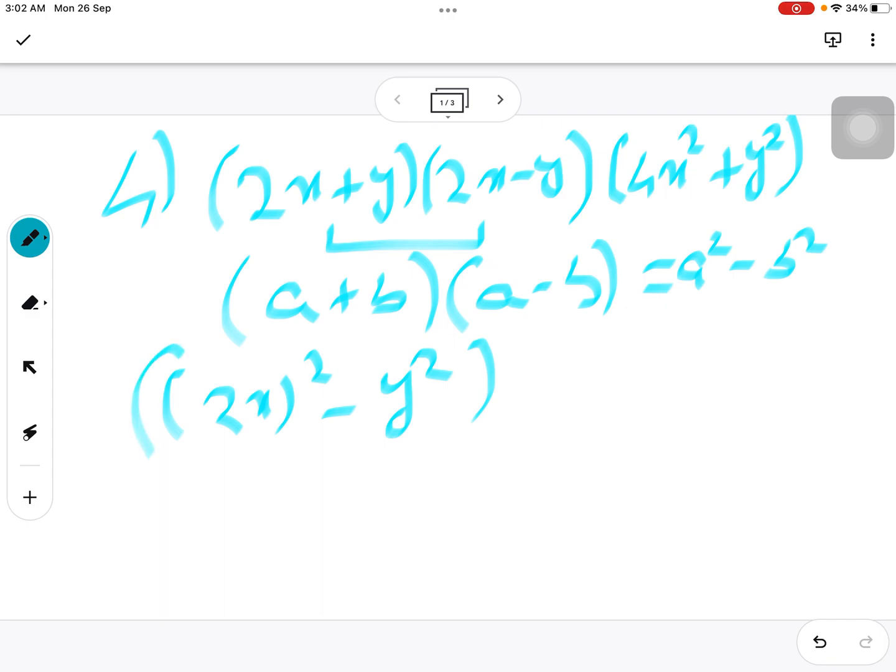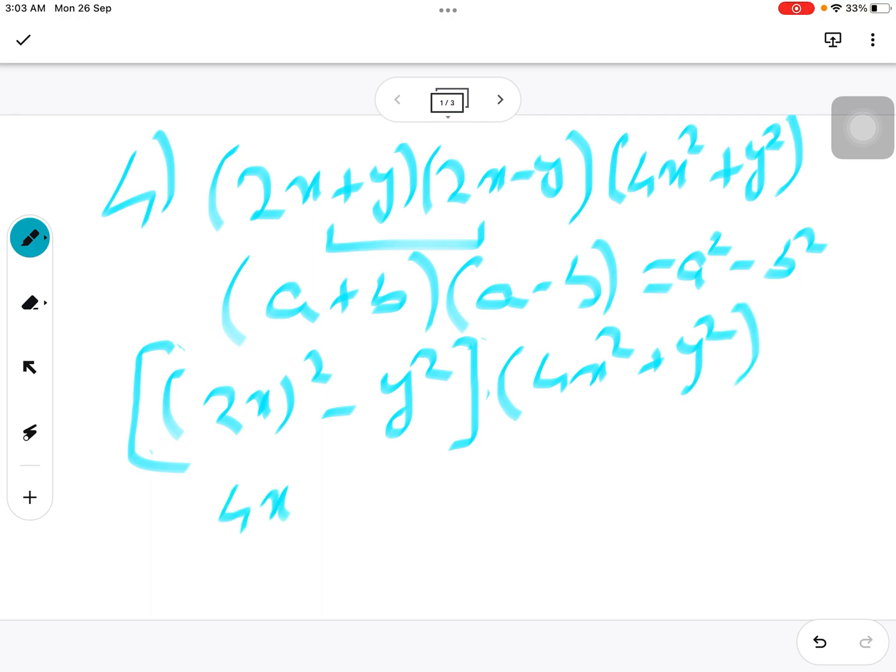Whenever you use this bracket, the parenthesis, the outer bracket should be a flower bracket or a square bracket. Ideally speaking, we don't follow it that much, but ideally it should be a flower bracket or a square bracket. So you write a square bracket and then you write 4x square plus y square. So this becomes 4x square minus y square into 4x square plus y square.